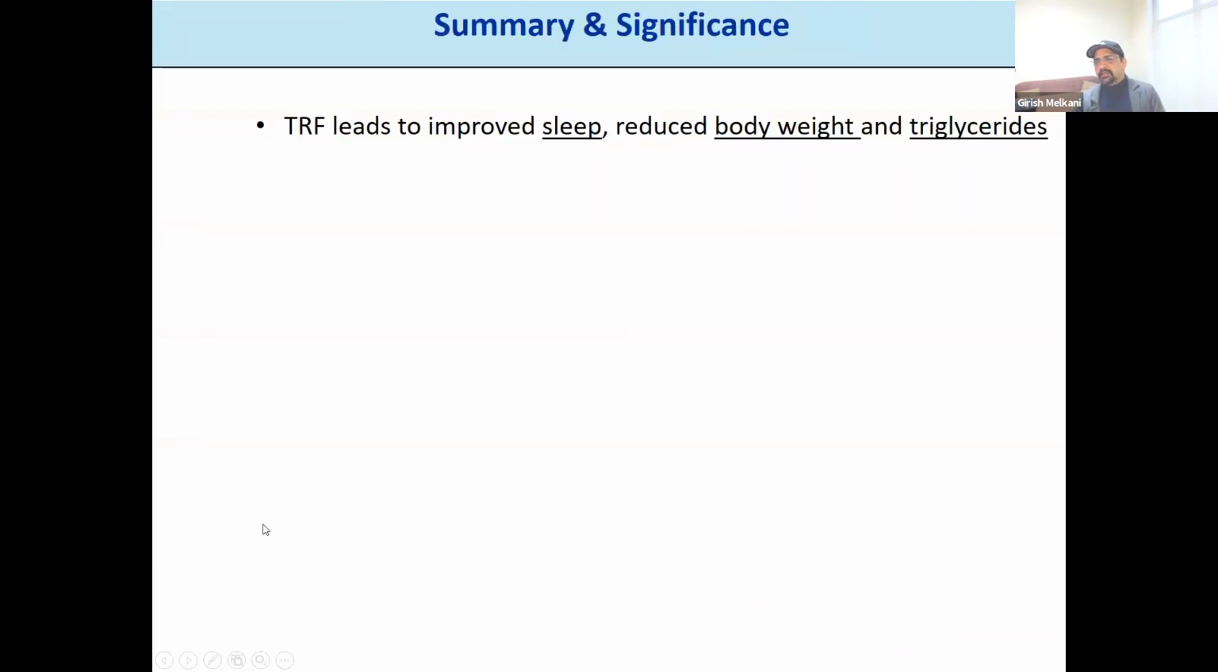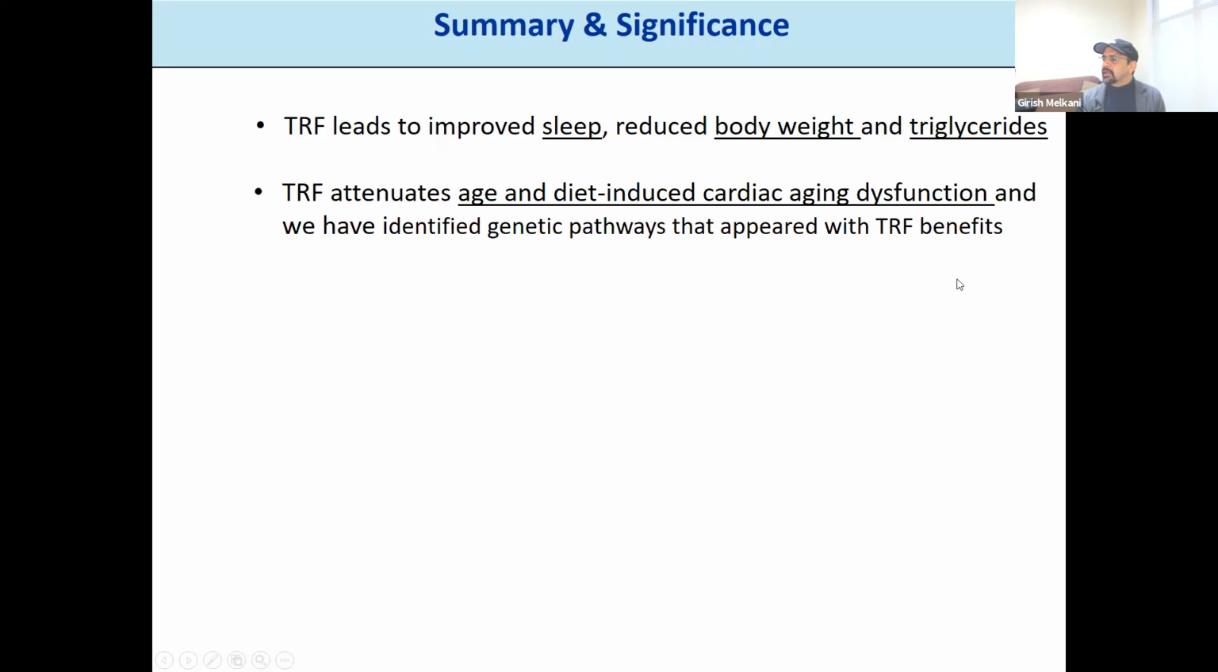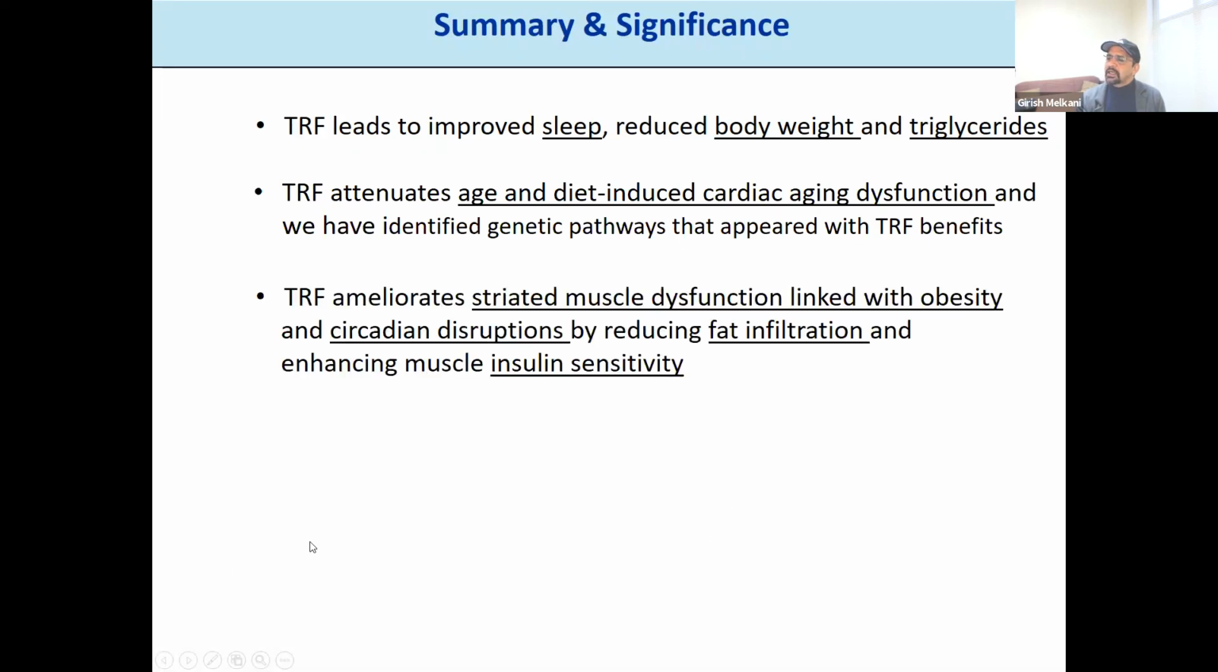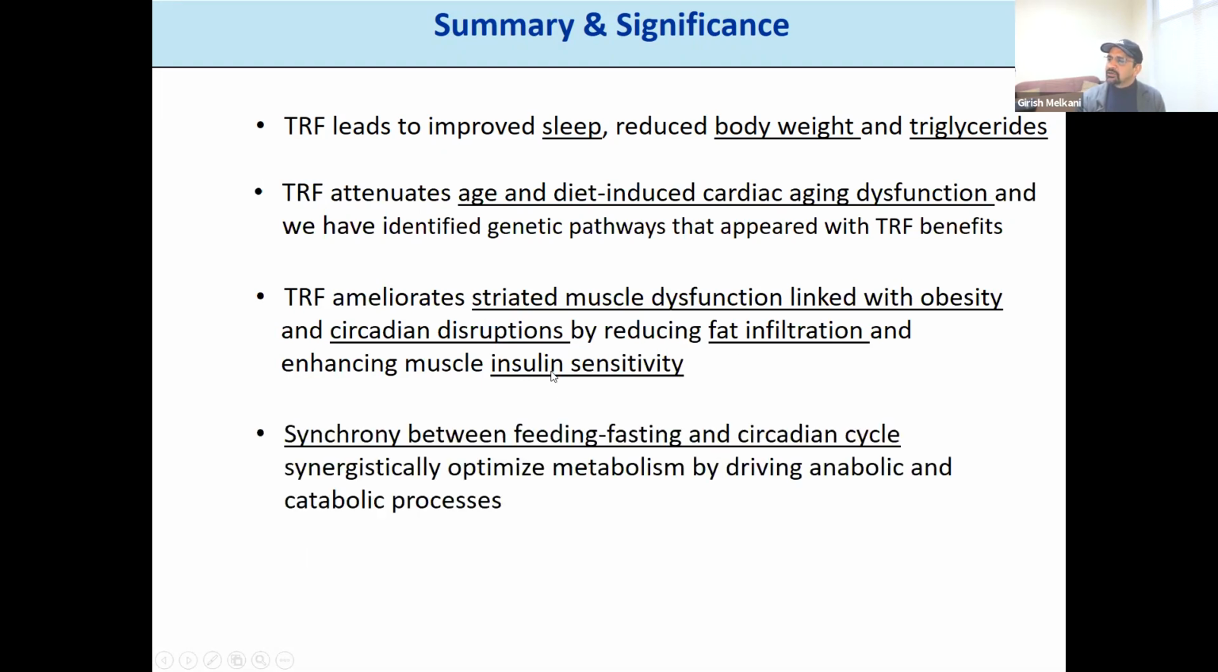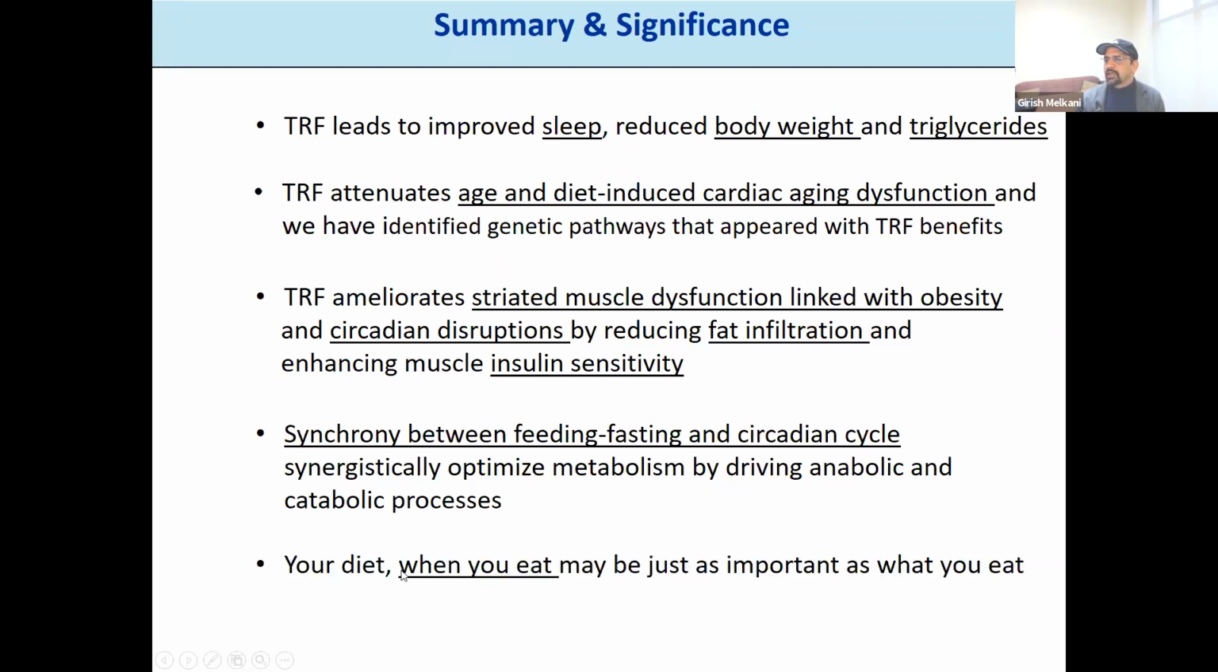If I summarize this part of the project, time-restricted feeding improves sleep, body weight, and triglyceride, and it reduced age-associated cardiac dysfunction. We also looked at cardiac and skeletal muscle steatosis linked with obesity, and time-restricted feeding suppresses that by reducing fat infiltration and enhancing insulin sensitivity, which means reducing insulin resistance. There is synchrony between the feeding-fasting cycle and the circadian clock that drives anabolic and catabolic processes. And last but not least, when you eat may be just as important as what you eat. That I always say.